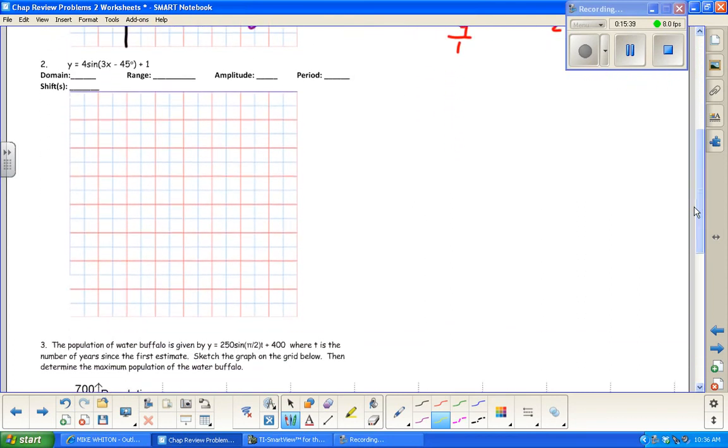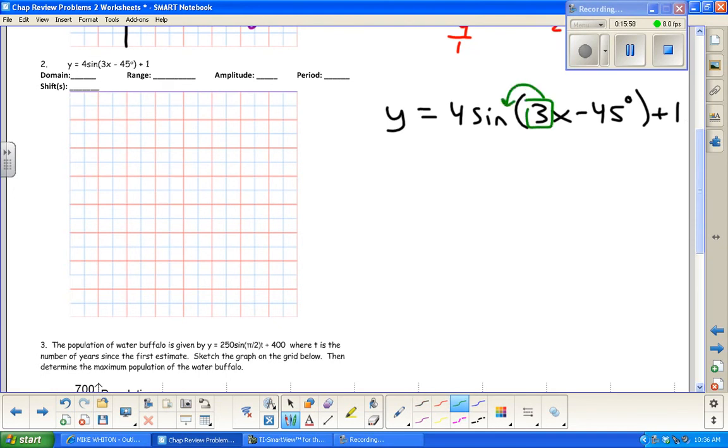Okay, number 2, this one, they didn't quite give you the equation in the totally correct form here. There's one little thing we got to do. So first off, it's in degrees, so that's kind of nice. But the thing that wasn't right, this 3 technically needs to be out in front there, because the phase shift in this one's actually not 45. If the 3 is in there, it changes things a little bit.